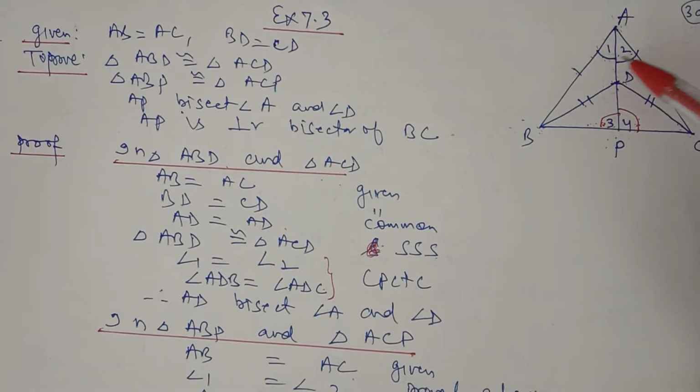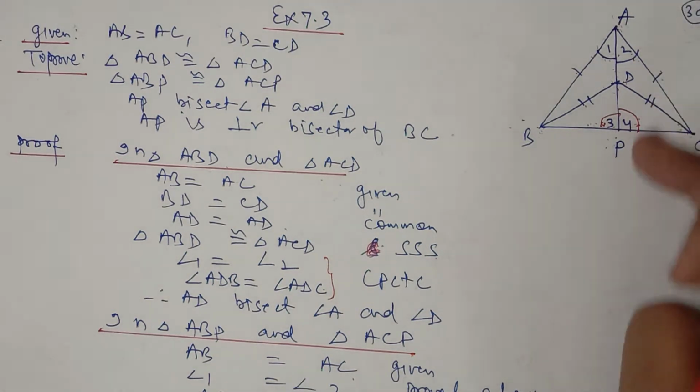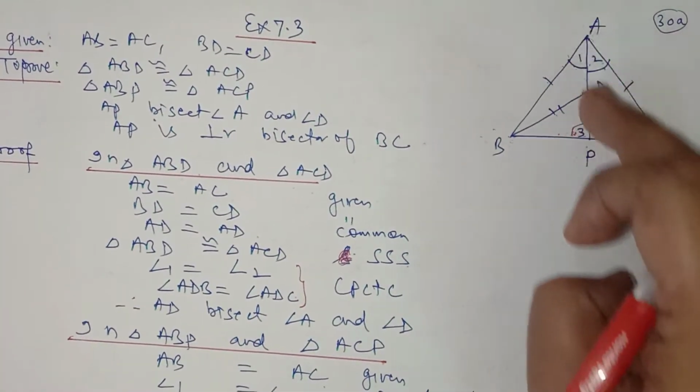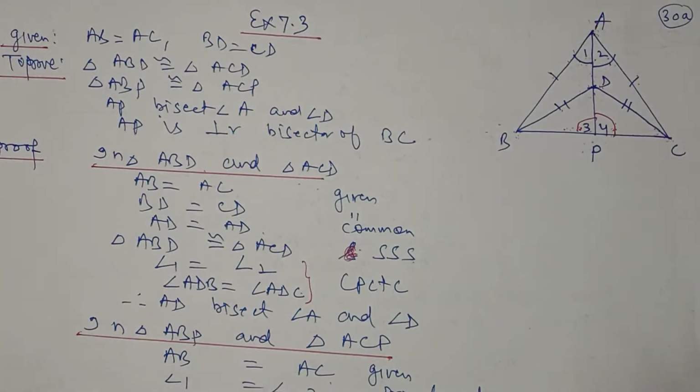So we have proved that angle 1 is equal to angle 2 and angle ADB is equal to angle ADC by corresponding parts of congruent triangles. So they are bisecting the angle A and angle D. Then AP is a perpendicular bisector. For this we have proved that BP is equal to PC and AP is perpendicular to BC. This is a good question.